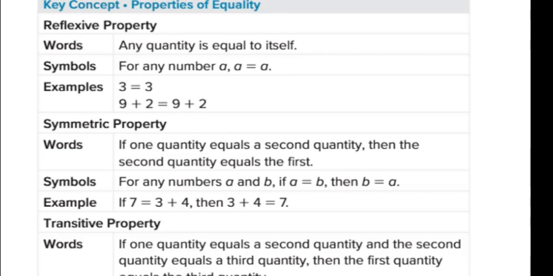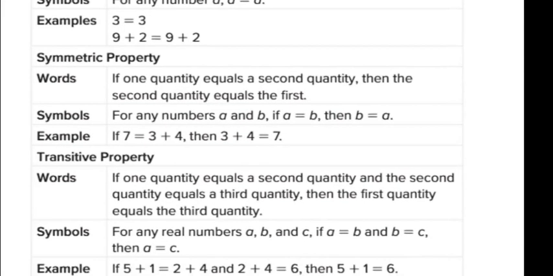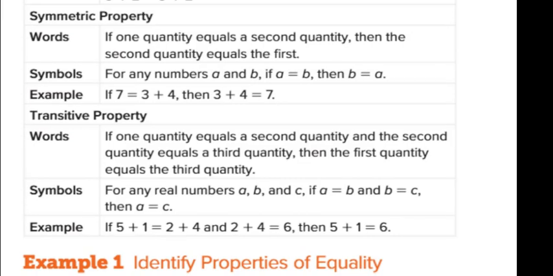Some examples that you could see in real life are 3 equals 3, and 9 plus 2 equals 9 plus 2. The symmetric property is if one quantity equals a second quantity, then the second quantity equals the first. So for any numbers A and B, if A equals B, then B equals A. The symmetric property allows you to flip around the equal sign. An example is 7 equals 3 plus 4, then 3 plus 4 equals 7. That's showing the symmetric property.